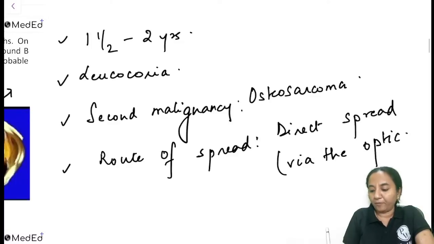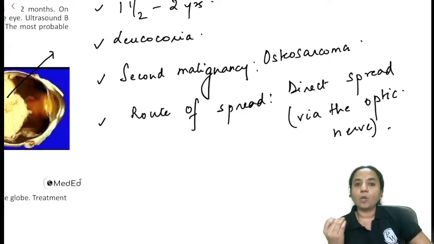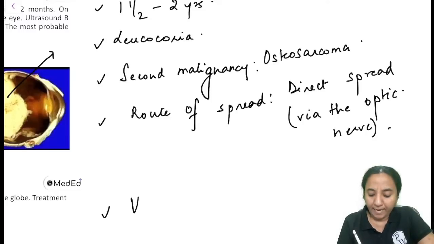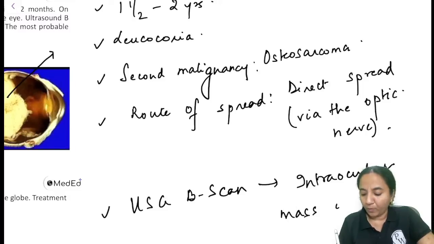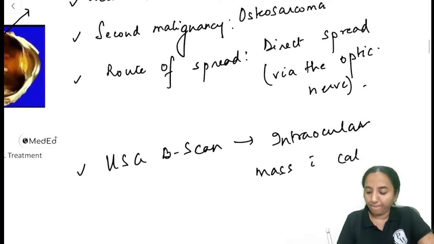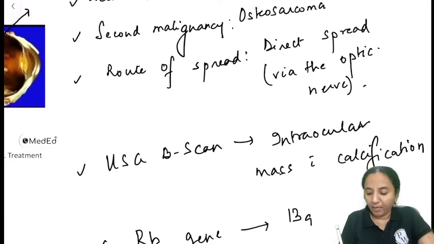Via the optic nerve. Now the investigation of choice is generally MRI of orbit and brain. But if MRI is not available, you do a USG-B scan. And when you do a USG-B scan, what do you get to see? You get to see an intraocular mass with calcification. Now, the gene most commonly responsible for retinoblastoma is the RB gene, and the location of the gene is 13q14.